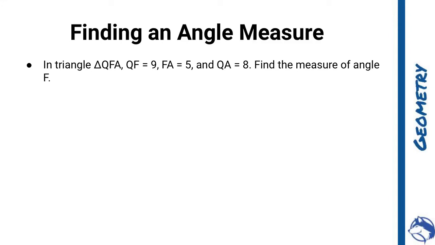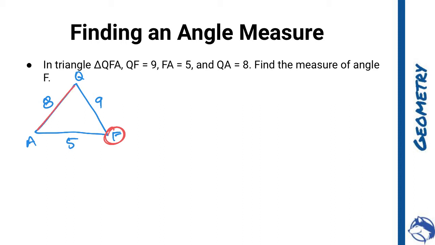Alright, so this time they give us three sides and we want to find an angle. What I always like to do is just draw a picture of a triangle and label it QFA. This just helps me visualize what's going on. So QF is 9, FA is 5, and QA is 8. I want to find the measure of angle F.